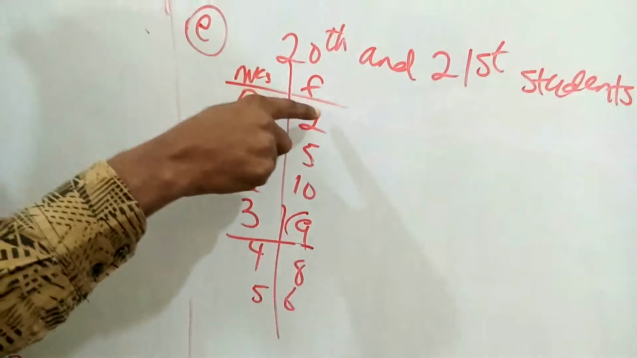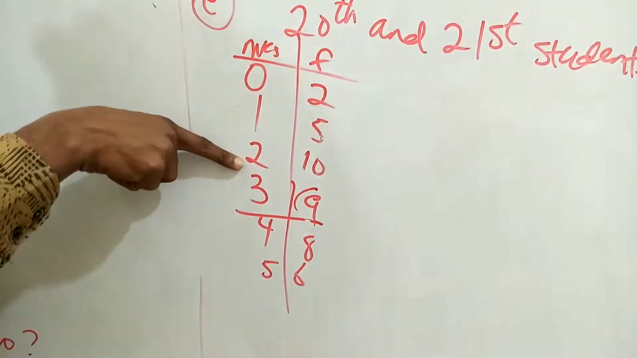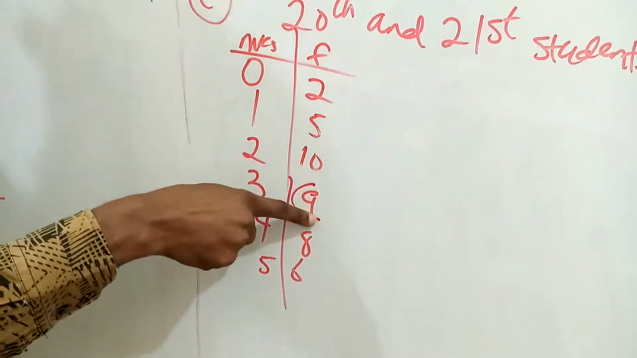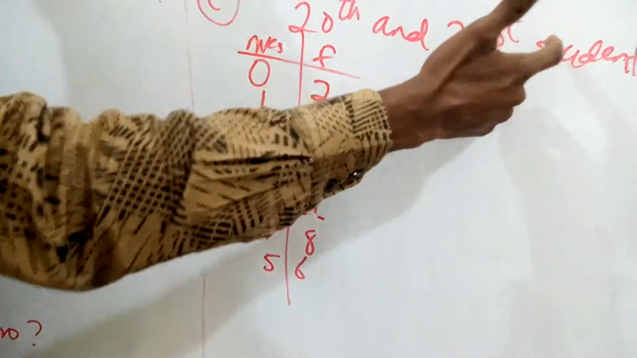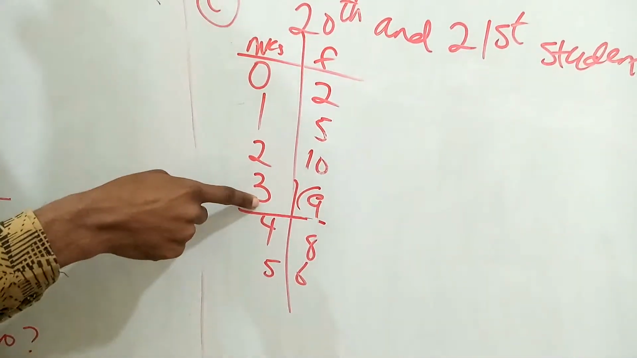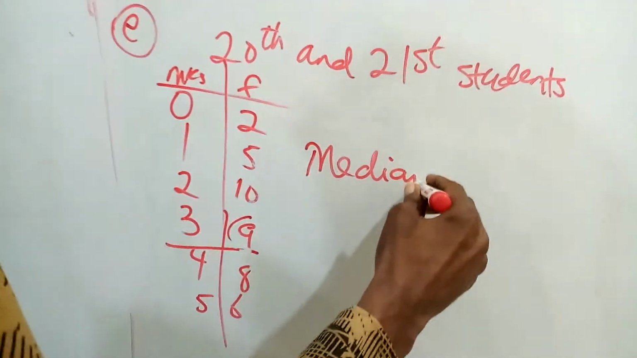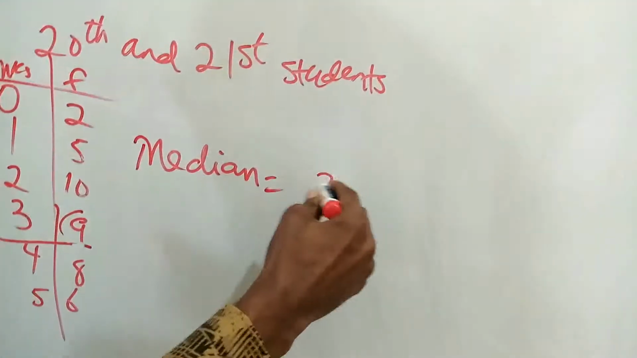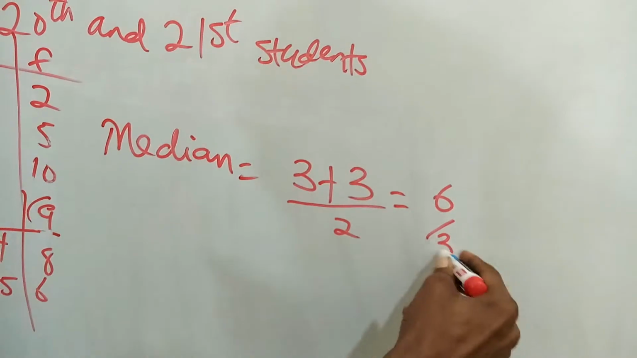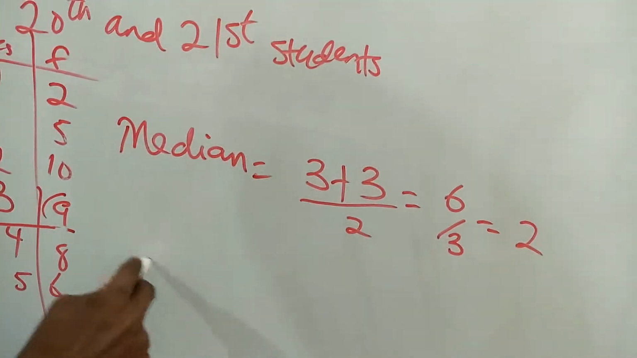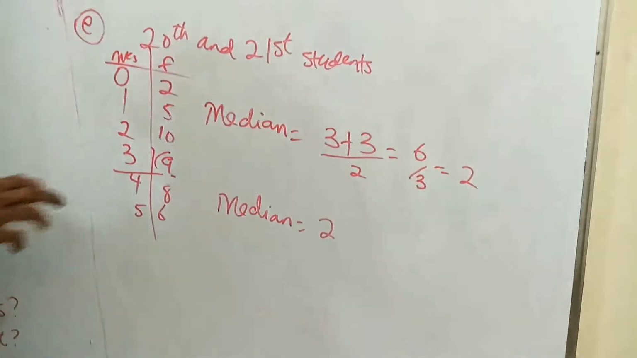Take it again. 2 plus 5 is 7, 7 plus 10 is 17. The 17th student had 2. Now from 17 we get to 26, meaning that the 20th and the 21st students came under this point. So they both had 3 marks. So the median will be 3 plus 3 over 2. That's 6 over 2, which is 3. That means our median is 3.